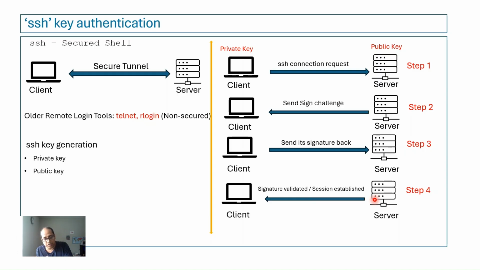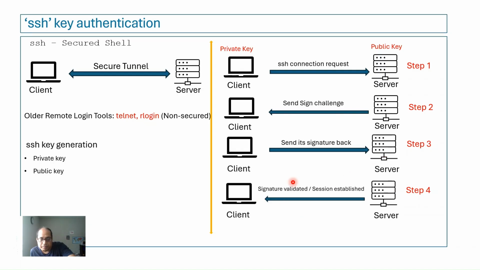But in the older SSH version, the server will generate a random text, encrypt it using the public key, and send it to the client to decrypt. The client will use the private key to decrypt that text and then send the original text back to the server. If it can decrypt it, that proves it is the genuine private key, and then the session will be established.